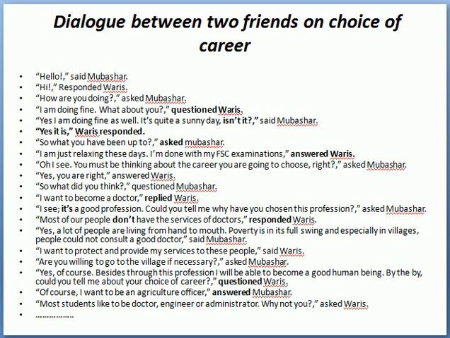And this is the last extract taken from a dialogue which occurs between two friends on the choice of career. And in this too, we would notice the use of different dialogue tags like questioned, asked, answered, replied, responded. And we would also notice the use of contractions, it's, don't. So these things add to the effectiveness of the dialogue, and also help make the dialogue sound good.